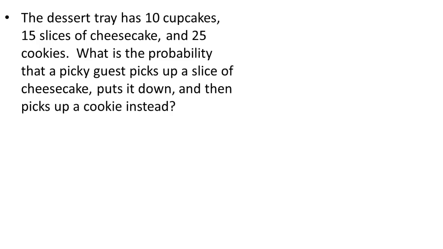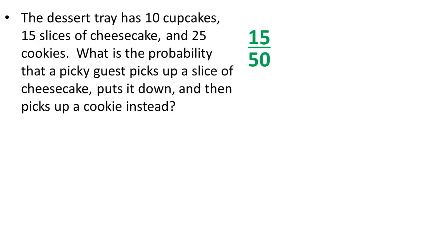It's also important to note that because the cheesecake was put back on the tray, the total sample space, the total number of outcomes, never changed. So when I create my probabilities, I don't need to change my outcomes or my specific events. So I need to find the probability of picking up a slice of cheesecake. There are 15 slices of cheesecake out of a total of 50. In this case, they didn't tell me the total outcomes, so I had to add 10 plus 15 plus 25 to get 50. So this is a probability of 15 over 50.